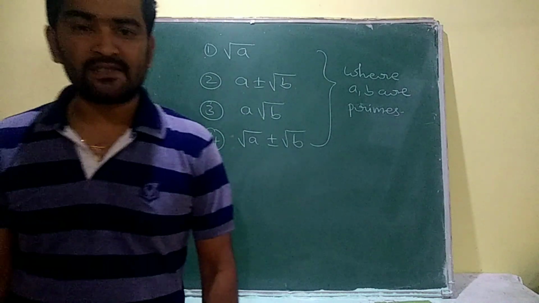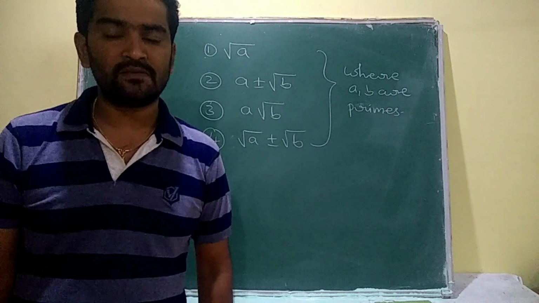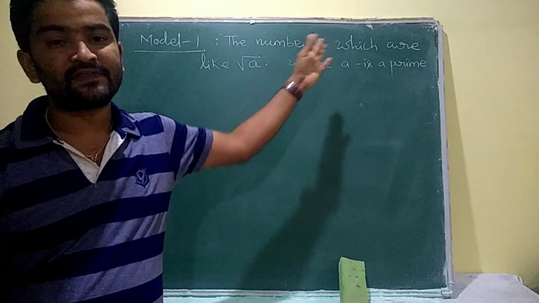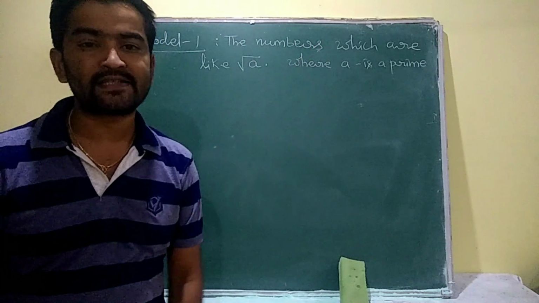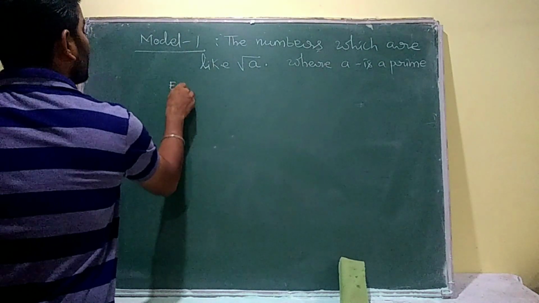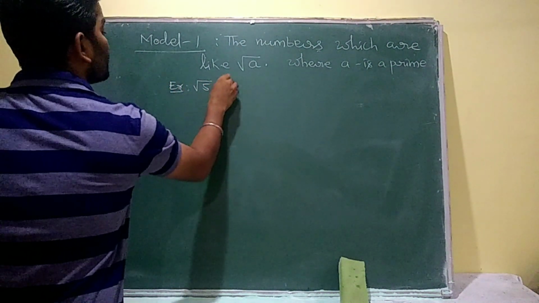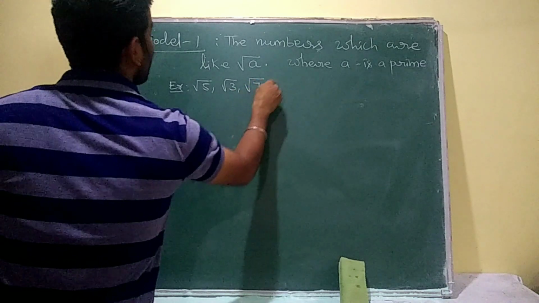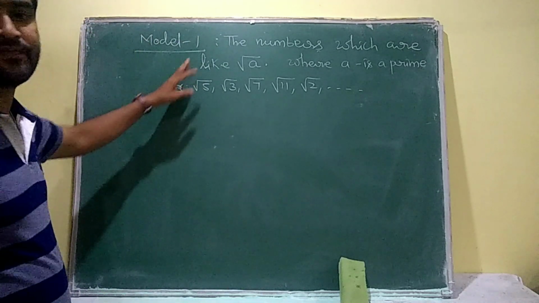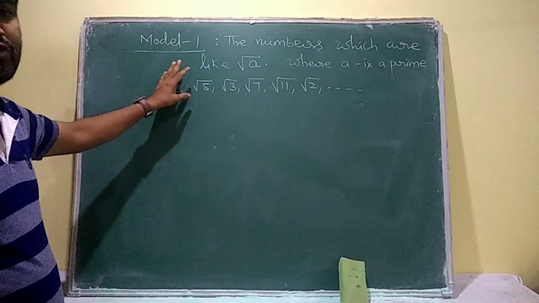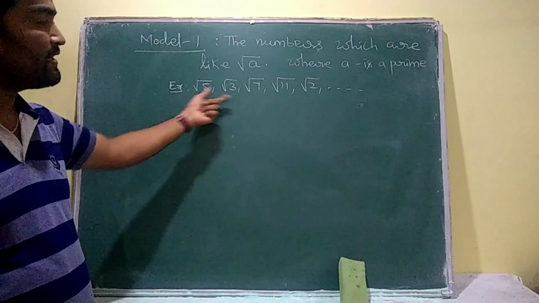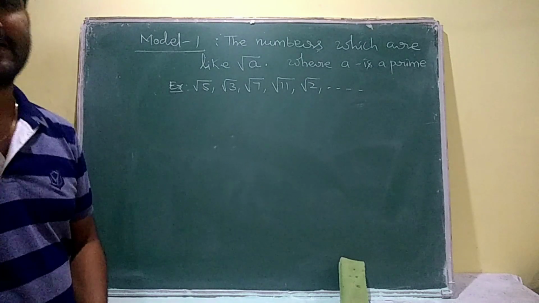Now we will discuss the models one by one. Now we will discuss model 1, that is the numbers which are in the form of root A where A is a prime. For example, root 5, root 3, root 7, root 11, root 2, and so on. These are the examples for this model. How to prove such type of irrational numbers as irrationals? We know all these are irrationals, but we have to prove that as irrational.